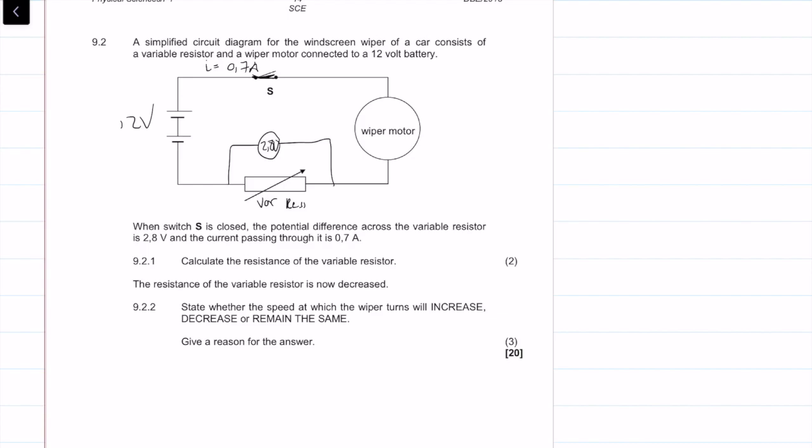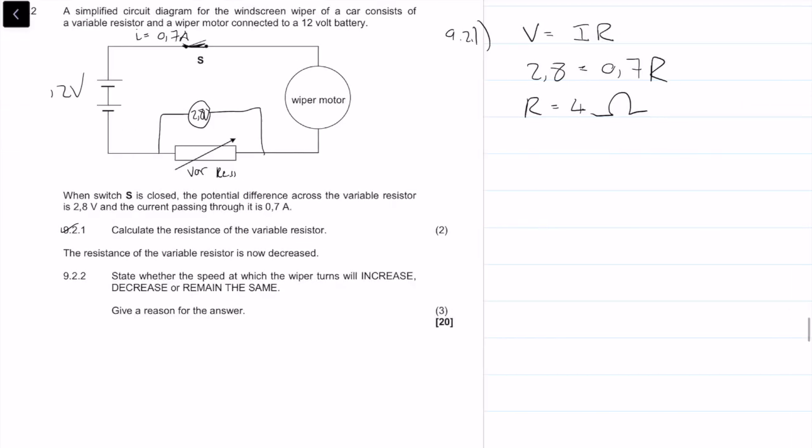Question 9.2.1 says calculate the resistance of the variable resistor. We know the current and the voltage across it, so we can say that V is equal to IR. We know V is 2,8, we know I is 0,7, so we just solve for R, and R is equal to 4 ohms. We get 2 marks for that.